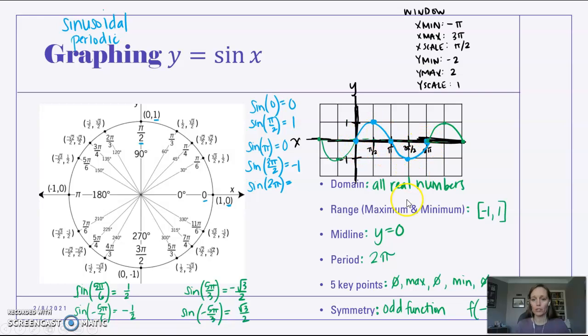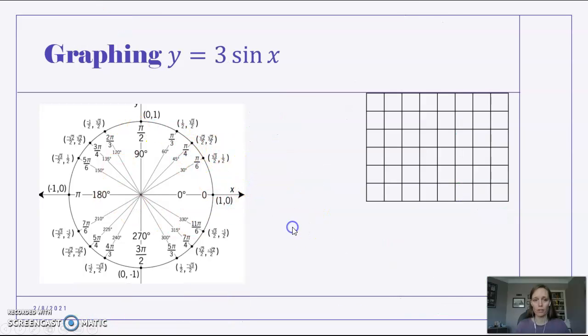We know that that full cycle is completed with a period of 2 pi, so that's the distance across the x-axis where that happens. And we got all of those values off of the unit circle, okay? So I want to talk now about graphing 3 times sine of x. What you're going to notice here are some of the changes that happen to the graph.